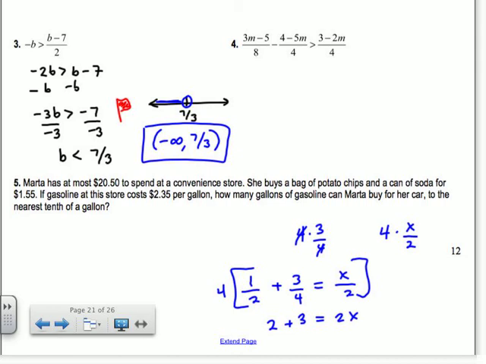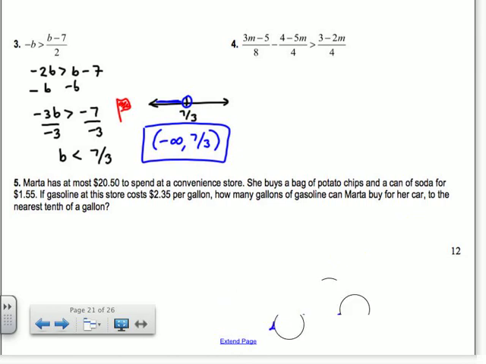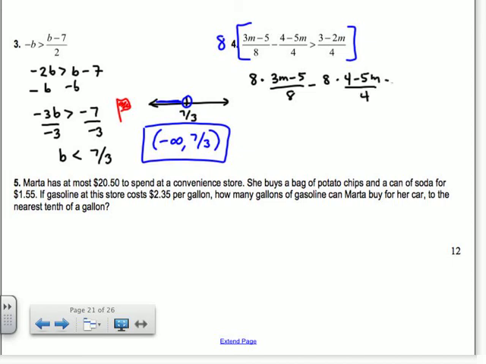So we're going to do the same thing that I just did there up above. If I was going to change all my denominators and make them the same in number 4, what would you change them all to? 8. So I'm going to multiply every single thing through by 8. I'm going to write the step in between. So I'm going to have 8 times 3m minus 5 over 8 minus 8 times 4 minus 5m over 4 is greater than 8 times 3 minus 2m over 4.